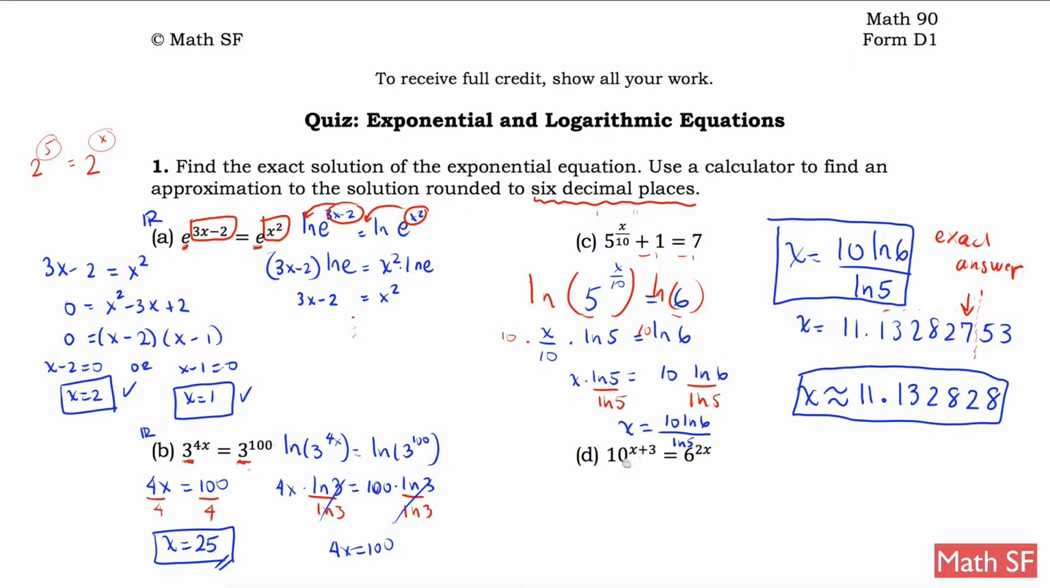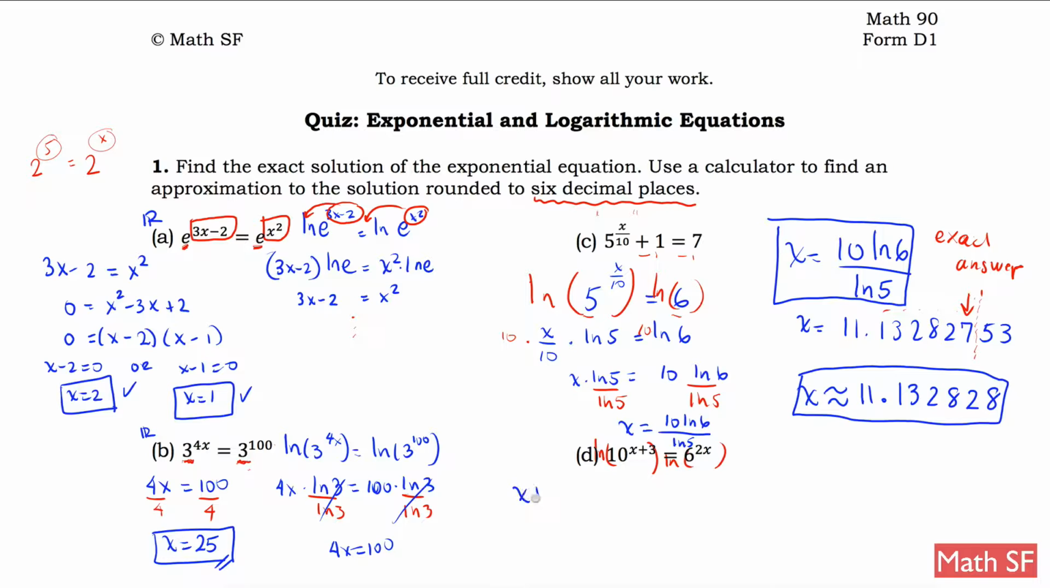See, once again, these guys do not have the same base. Like, in part D, you have a 10 and a 6. They do not have the same base as previously, where you had the e and the e and the 3 and the 3. So what I'm going to do right now is apply the natural log on each side. I'm going to put ln here and ln here as well. The reason we do that is so this power is going to go in front.